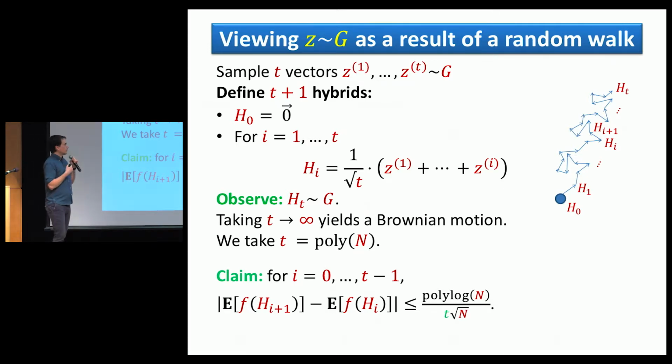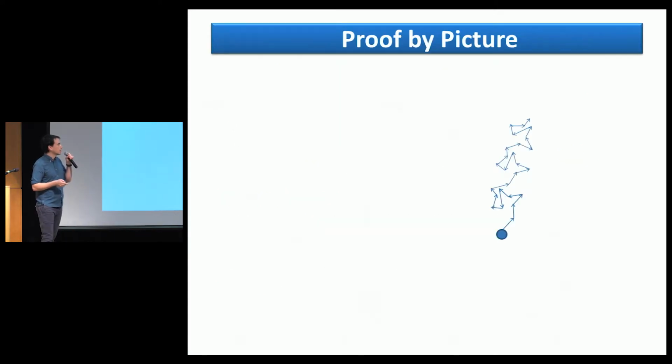Okay. You can take t to infinity, and this will give you a Brownian motion. This is actually possible by a follow-up work. We took t to be a big number, a big finite number that is polynomial in n. This was good enough for us. So I want to give you some taste of how the proof works.